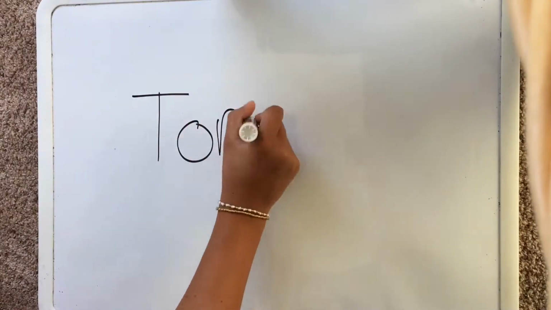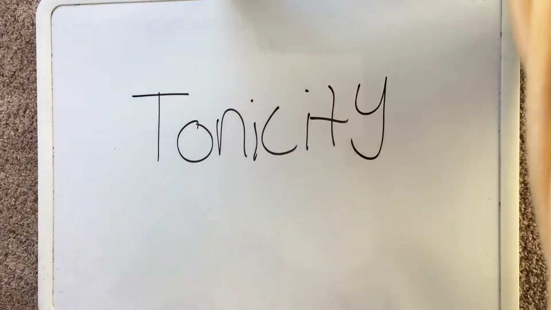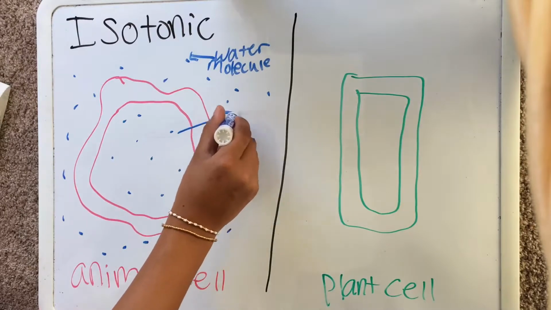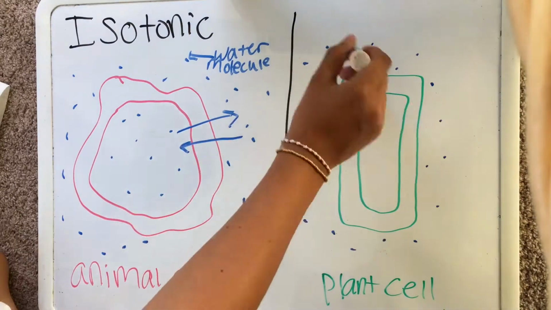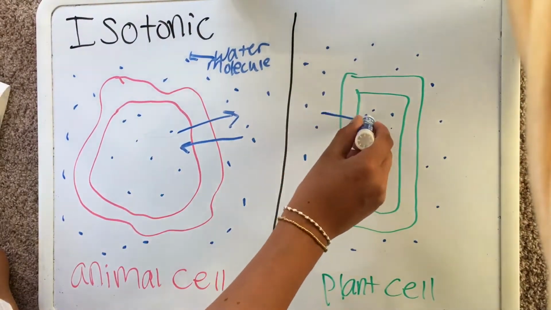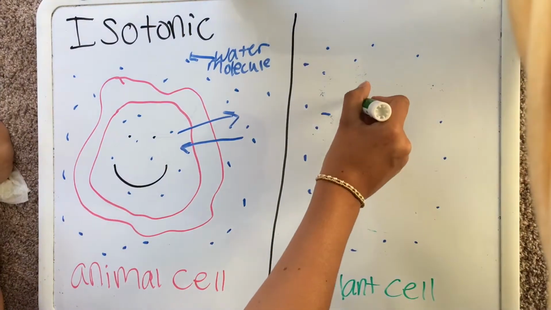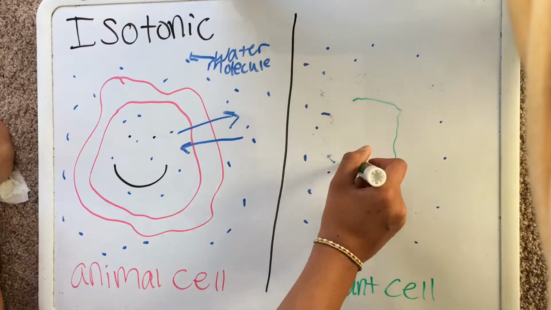Tonicity is the ability for a cell to gain or lose water. The first type of tonicity is isotonic, and this is when the water enters and leaves the cell at the same rate. Animal cells will prefer this solution, while plant cells will wilt and lose their turgor pressure.